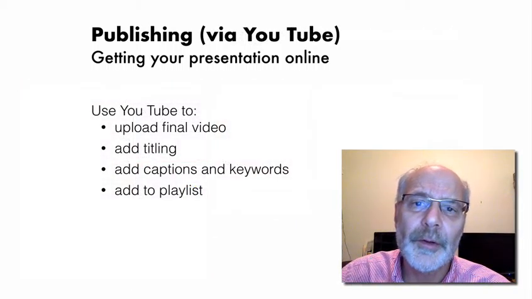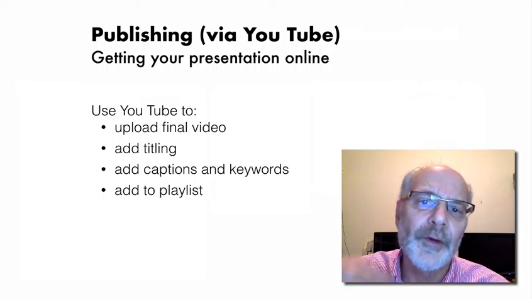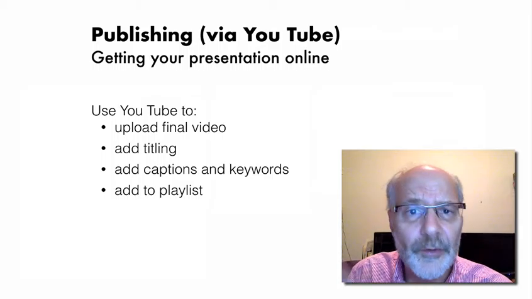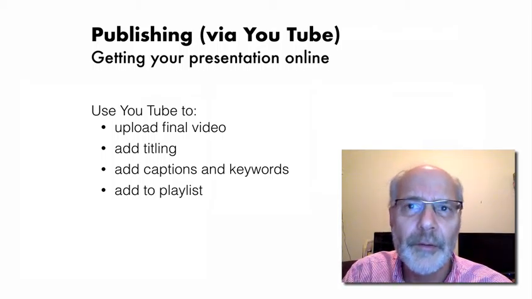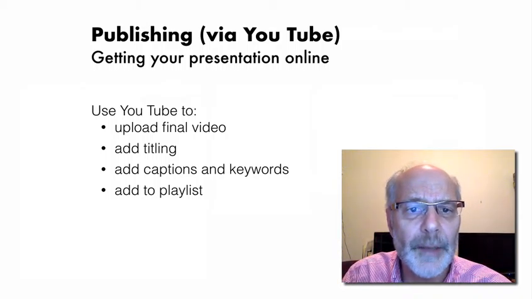You're going to be uploading the final video. You're going to be adding titling up there, adding captions and keywords, and adding it to a playlist. And some of this you would do if you're uploading straight from Screenflow. But we're going to take a look at how you do it from storing the file on your hard drive and then uploading it from there to YouTube. So let's take a look at that.